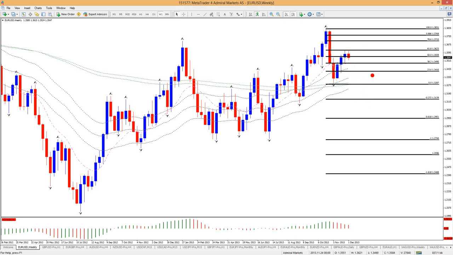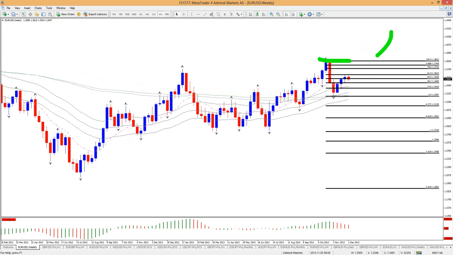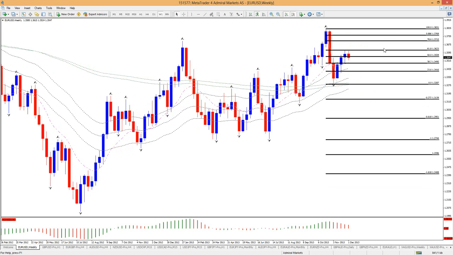Now obviously if we break above the 618, stop at the 786 and start to break like this, we'll have to break this top really to get more space. Once we break this top, then we have a few hundred pips maybe to 140 and 143. So I hope that makes sense.